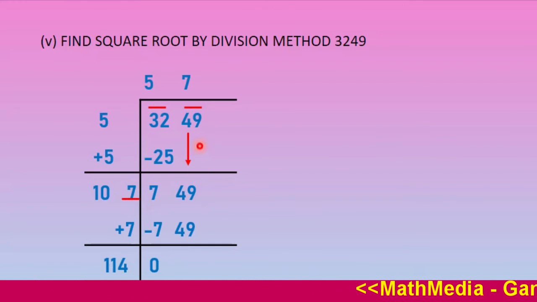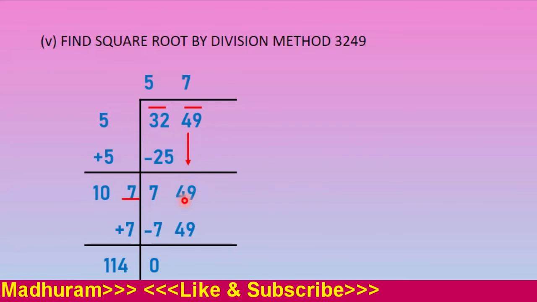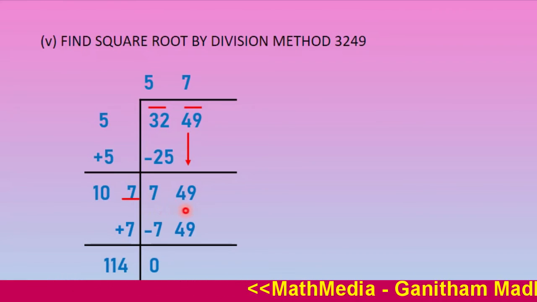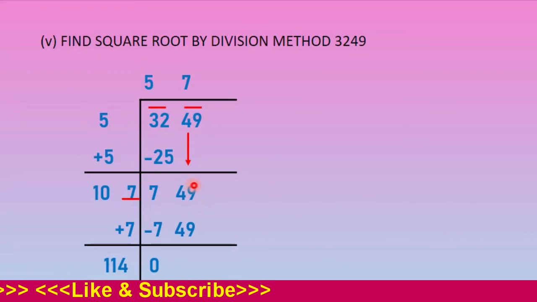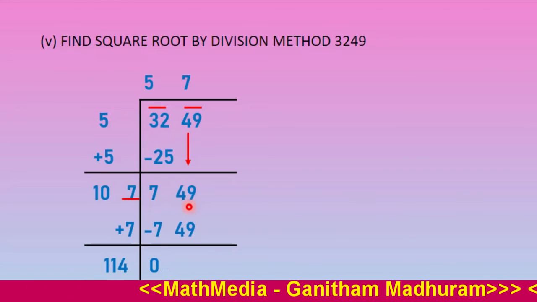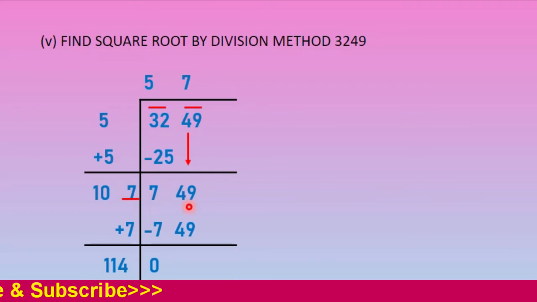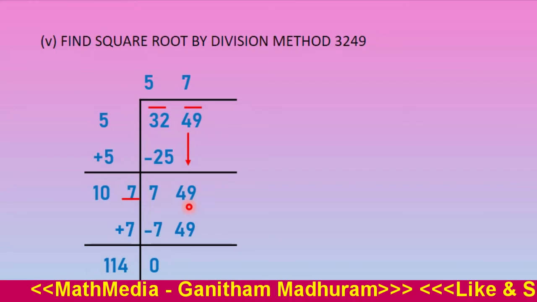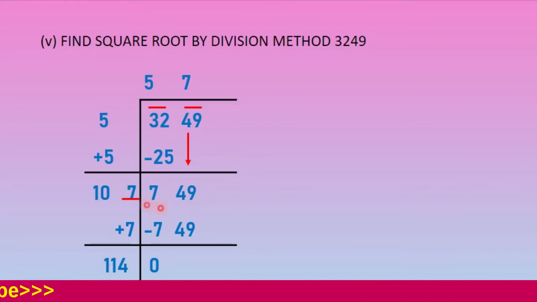Then what is the next step? Yes, we have to write down the next group down. So our dividend becomes 749. Look at the ones place. What is the ones place over here? It is 9. There are two options. 3 square equal to 9 and 7 square equal to 49. So we can try with the 3. So in the blank space we can write 3.